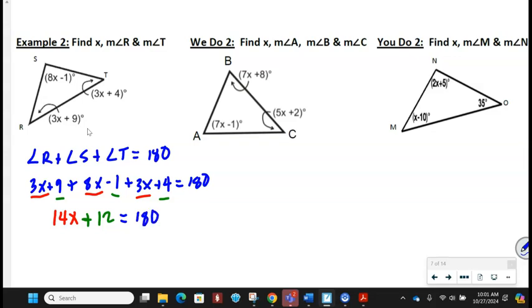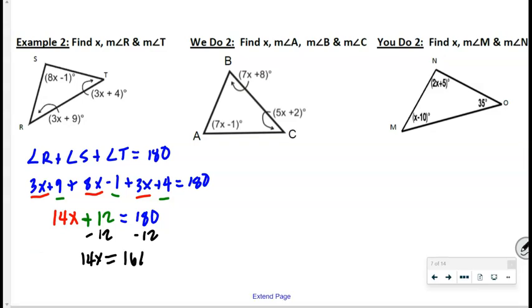So now what do we have to do? We have to subtract the 12 from both sides, don't we? So subtract 12 from both sides. So that's going to give us 14x equals, what is that? 168. And then we're going to divide that by our 14, because 14x means 14 is being multiplied by x. So x is equal to 12 here.